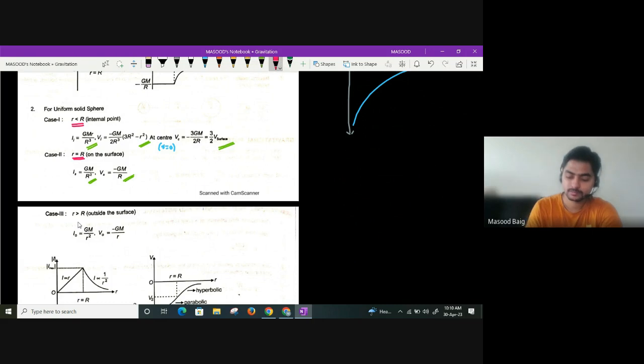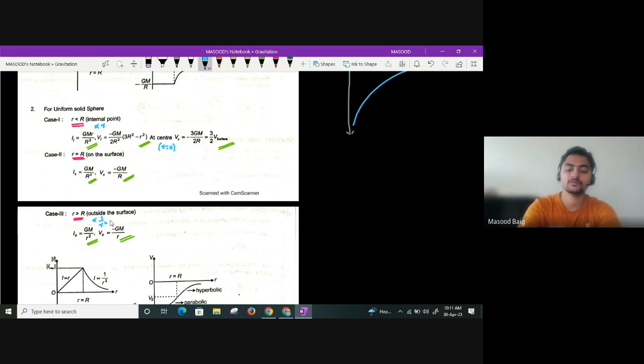Outside, whenever a point is outside the solid sphere, can I concentrate the whole mass at its center? Center is nothing but a point, so it will behave as a point mass. The same variation will be there outside the solid sphere, outside the hollow sphere, which will be similar to your point mass, guys. Clear, all of you? So as you can see, inside, the gravitational field is directly proportional to r. Outside, it is inversely proportional to r square.